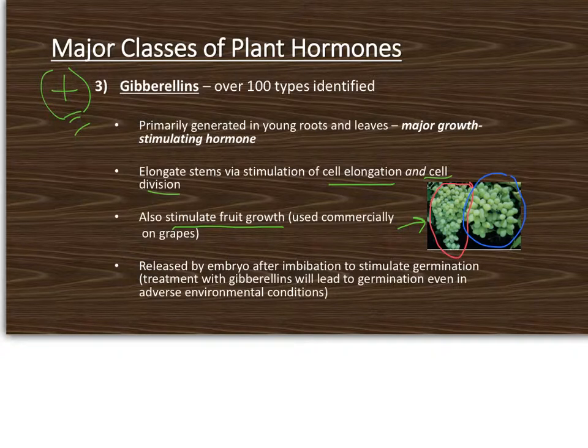Now, gibberellins are also released by the brand new embryo once germination gets started. This helps stimulate the germination and cause it to progress forward and develop that new plant. In fact, scientists have treated seeds with gibberellins even when environmental conditions aren't great. So give the seed a little bit of water and some gibberellins, and it'll germinate even if it shouldn't based on the environment that it's in.